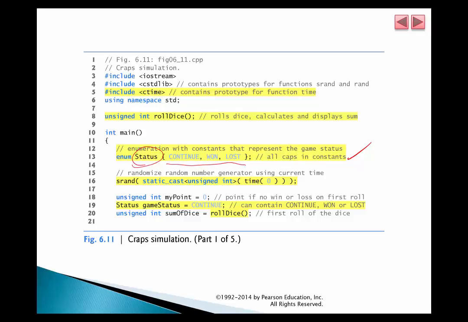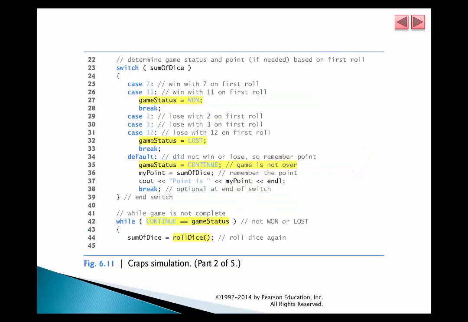But this is a type, and then we can declare a variable, status game status. This is declaring a variable called game status, and we're saying it's equal to continue. So the variable name is game status. The type is of type status. It gets very confusing when you start using a lot of enumerated types. I would encourage at this stage not to use a lot of them, but just so that you've seen what they are.